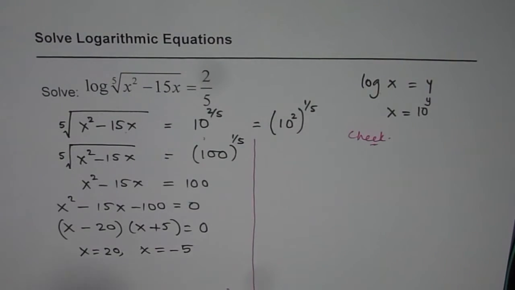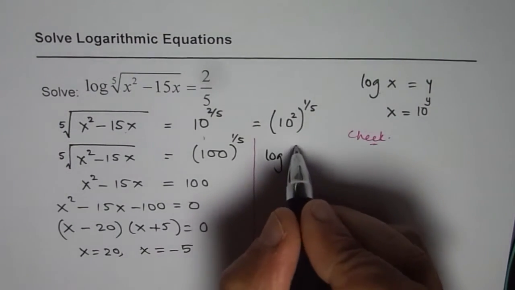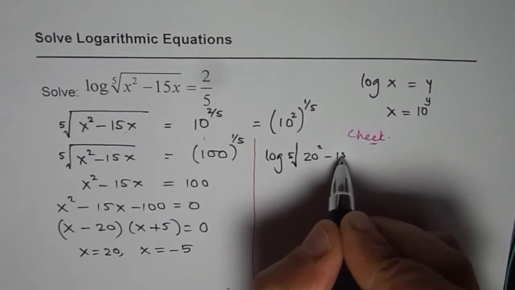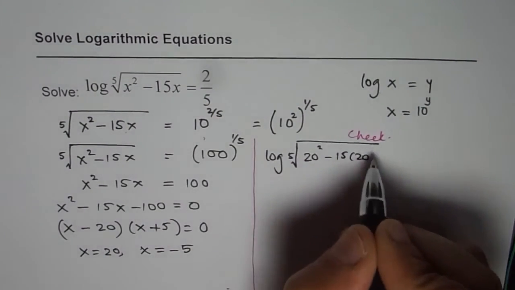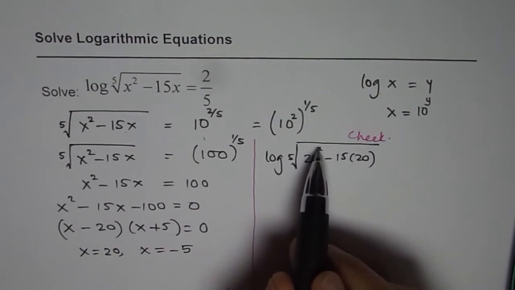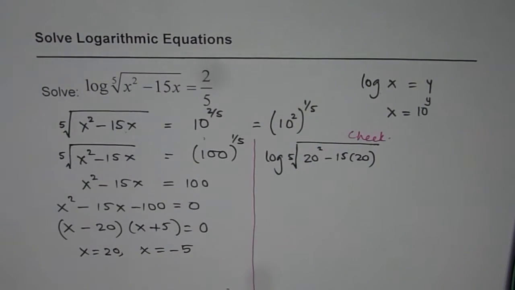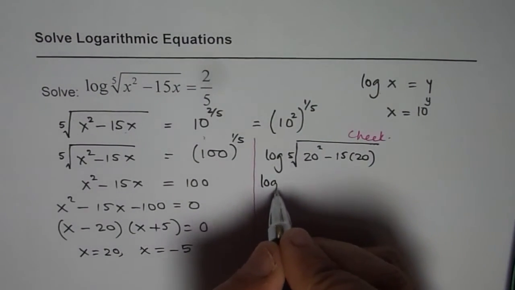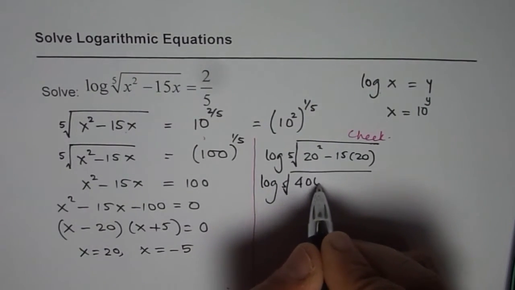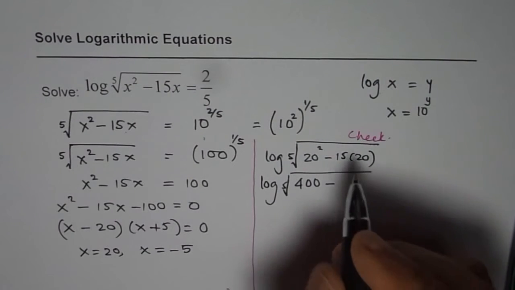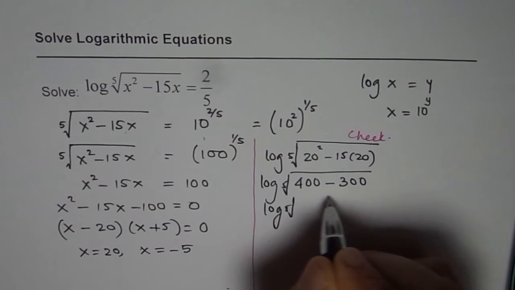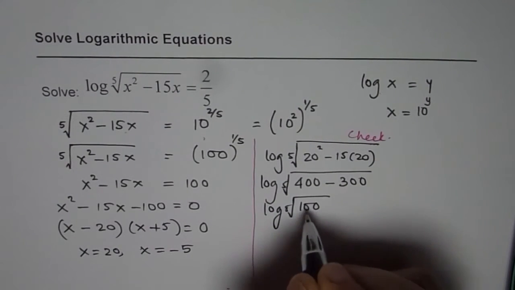So we are saying x is 20. That means we have log of the fifth root of 20 squared minus 15 times 20. Let's use the calculator: 20 squared is 400. So let me write 400 minus 20 times 15, which is 300, correct? So that gives us log of the fifth root of 100.